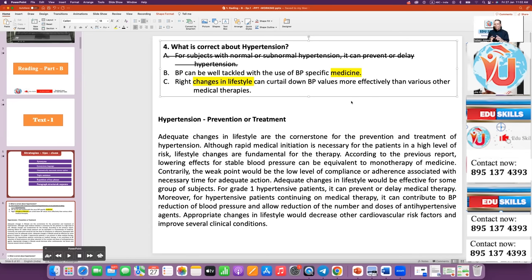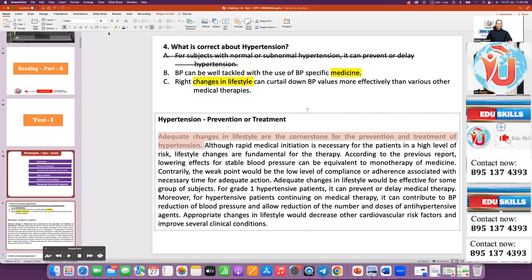I hope you are familiar with the paragraph structure. If you haven't done it, there are three videos uploaded. See all three videos repeatedly and make sure, because that is the crux of understanding these passages in B as well as C. Now, could somebody read the topic sentence?